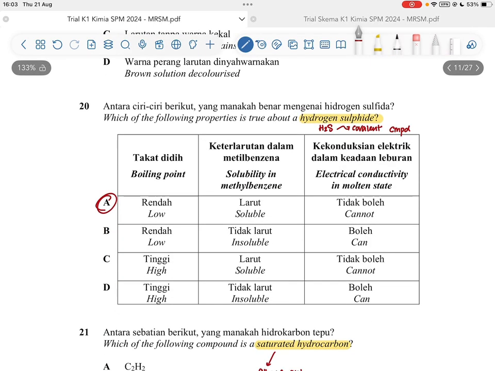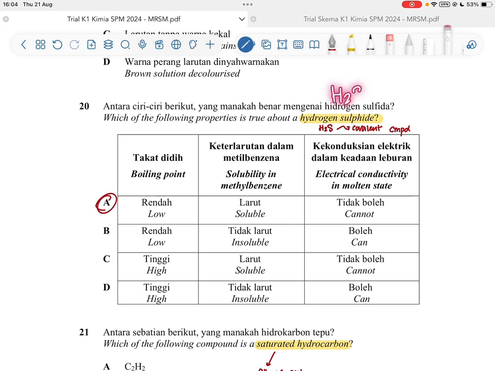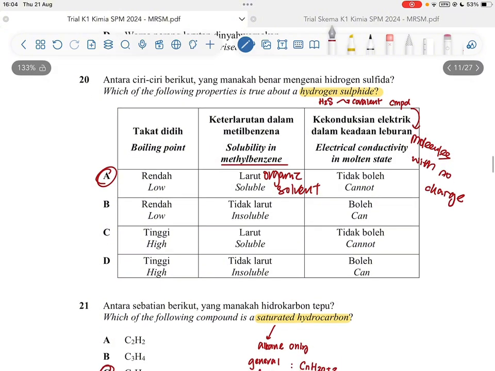Okay, question 20. Which of the following properties is true about hydrogen sulfide? So the chemical formula for hydrogen sulfide is H2S, where it is actually a covalent compound. So for covalent compound, the boiling point will be lower than the ionic compound. So for the solubility, it will only be soluble in methylbenzene, which is the organic solvent. So since it is a covalent compound, inside are molecules with no charge. So since it has no charge, it cannot conduct electricity.